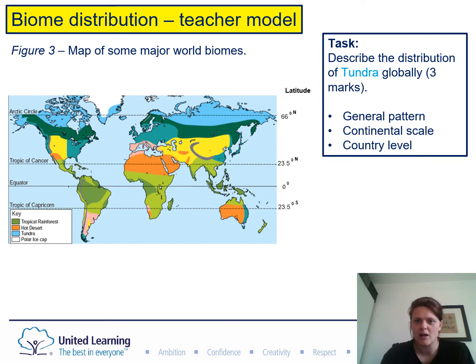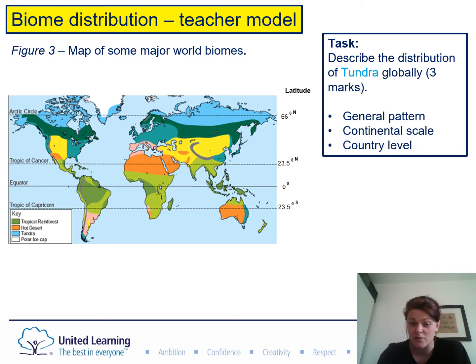So, task here, I'm just going to show you how we do this. It says, describe the distribution of the tundra globally. And it's worth 3 points, 3 marks. And what I've got to do is I've got to figure out what the pattern is. Is there a pattern of what I can see on this map?